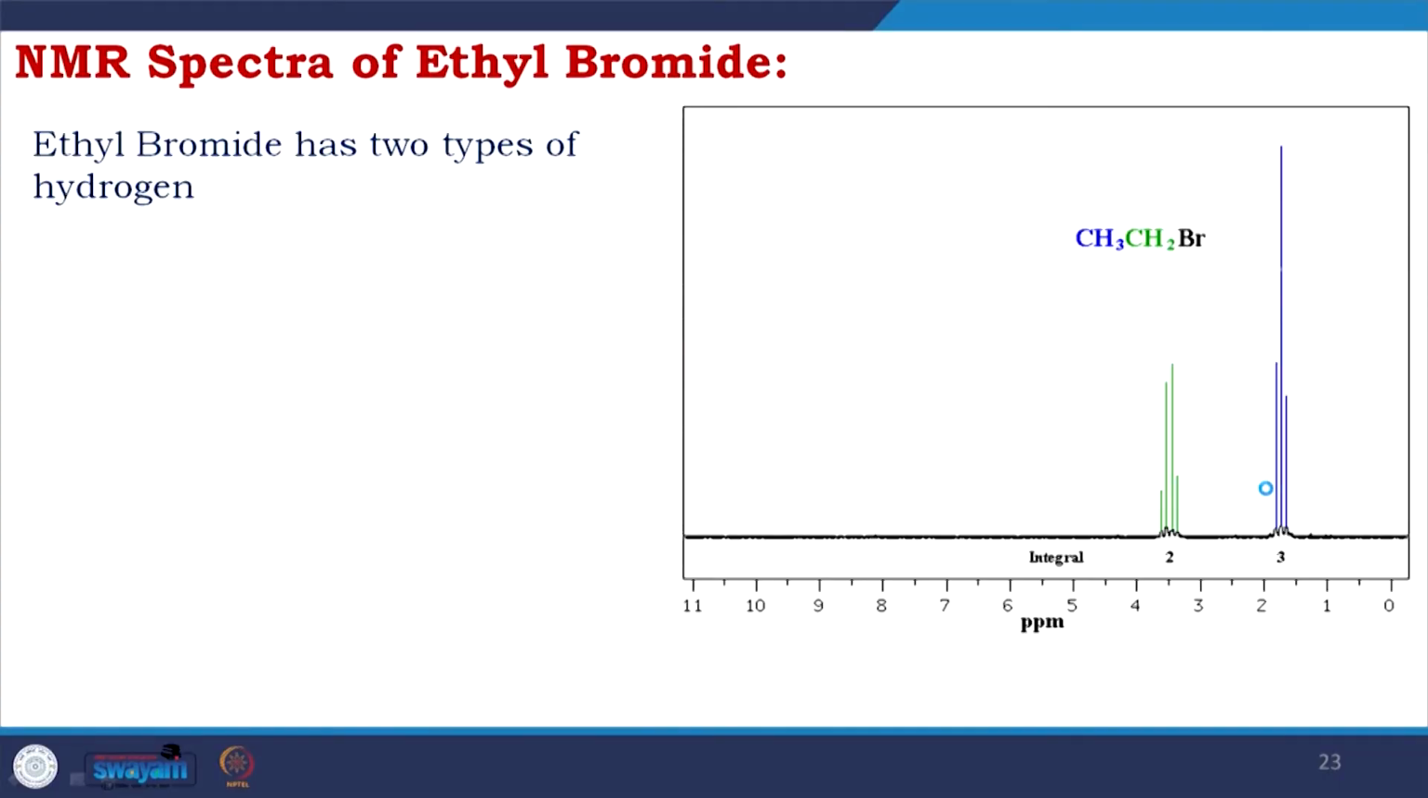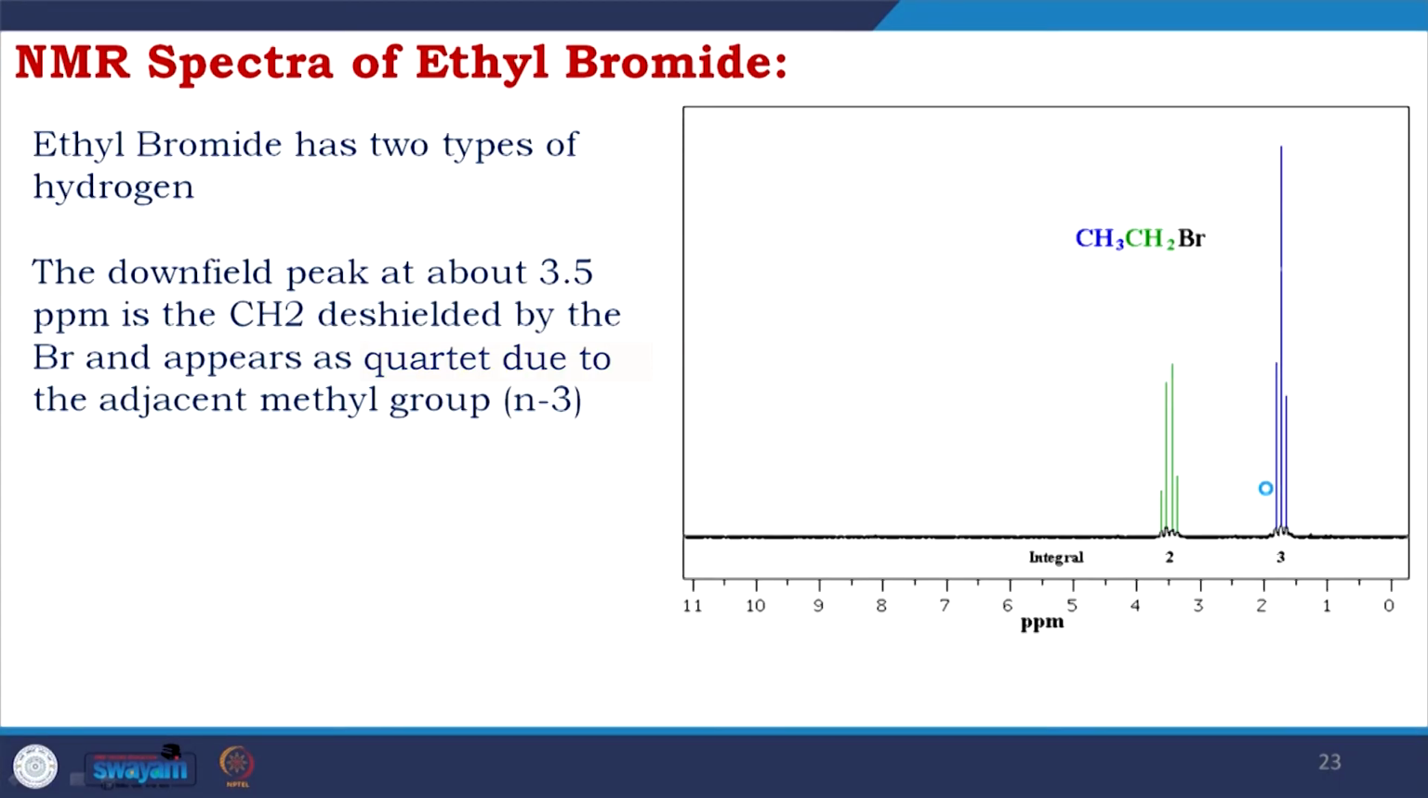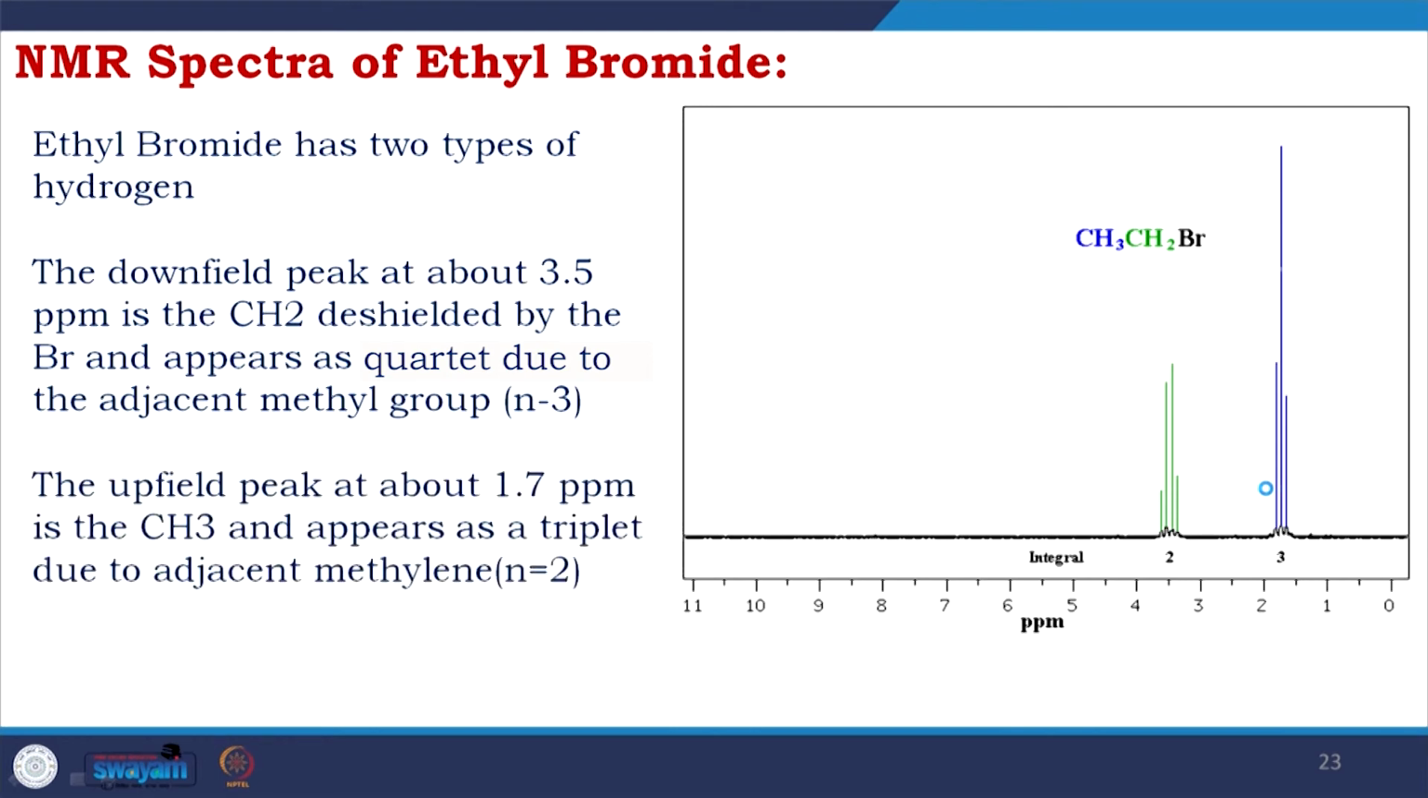NMR spectra of ethyl bromide. So, this is ethyl bromide. We already talked about ethyl bromide having 2 types of hydrogen. Now, you are understanding it more clearly. The downfield peak at about 3.5 ppm is for CH2 deshielded by the bromine and appears as a quartet due to the adjacent methyl group. The upfield peak at about 1.7 ppm is the CH3 and appears as a triplet due to the adjacent methylene.